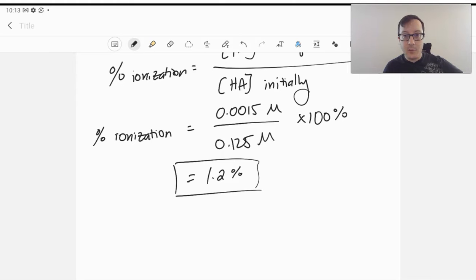Alrighty, hope you enjoyed that. So now you know weak acids don't dissociate completely. Acetic acid only dissociates 1.2%.